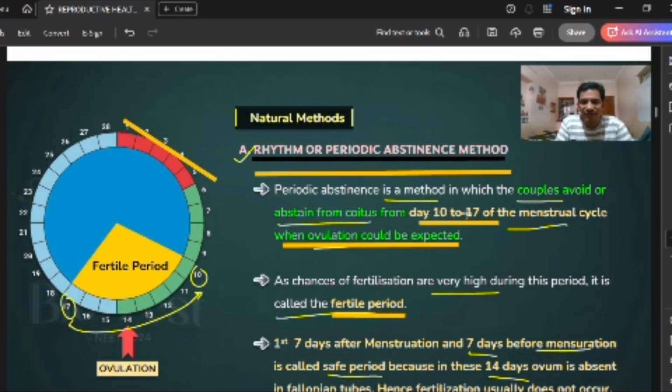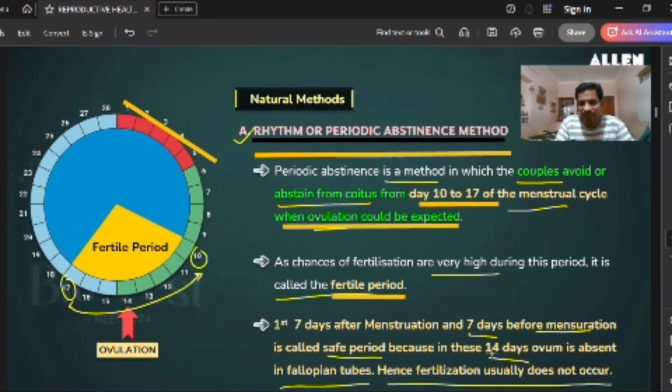Here, the first 7 days after menstruation and the 7 days before menstruation. On the 14th day the ovum is present, and before and after it is absent, right? So the first days after menstruation, 1, 2, 3, 4 up to 10, are called the safe period because there is no ovulation, and fertilization usually does not occur. The fertile period should be avoided. That's skipping, and that's the reason this is called the rhythm method.